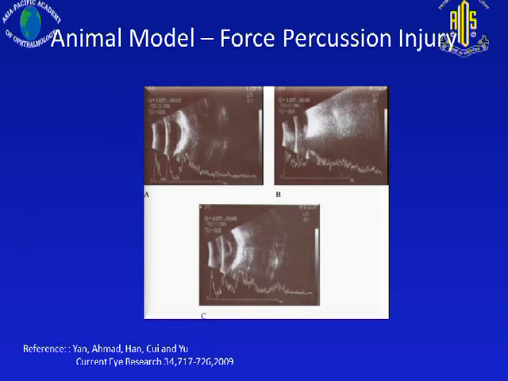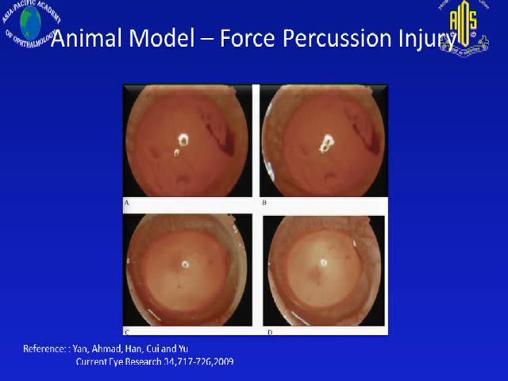Here is a sequential B scan showing the rabbit B scan without a vitreous hemorrhage and the presence of a vitreous hemorrhage, and of course within 2 months the absorption of the vitreous hemorrhage. Here are the late sequential photos indicating the streaks of blood in the beginning, and of course in the end, right here, the absorption of the vitreous hemorrhage.